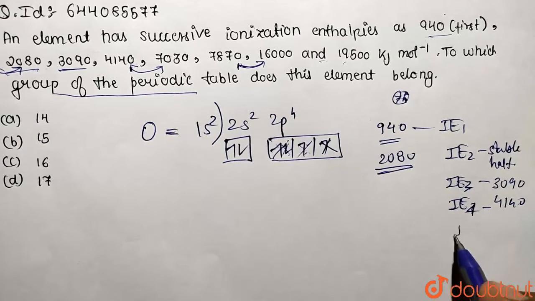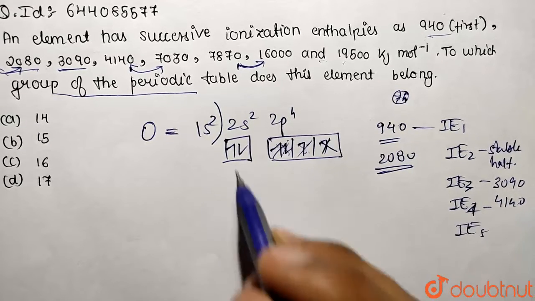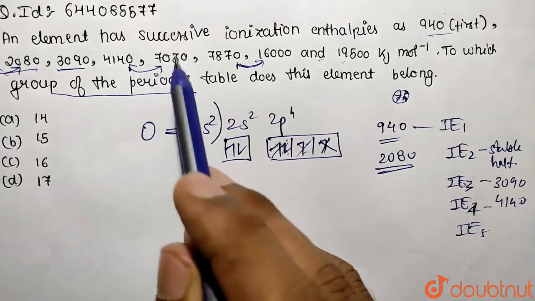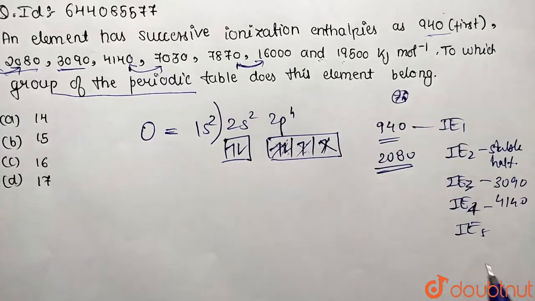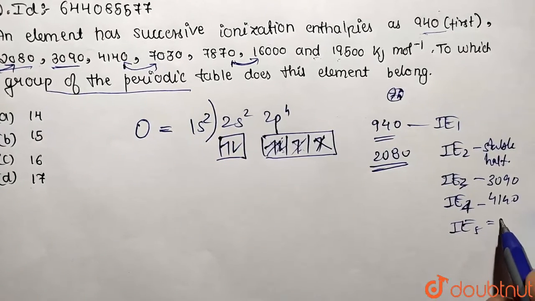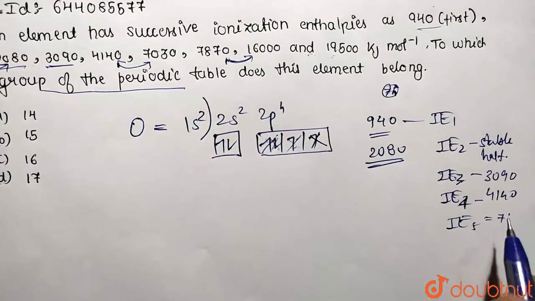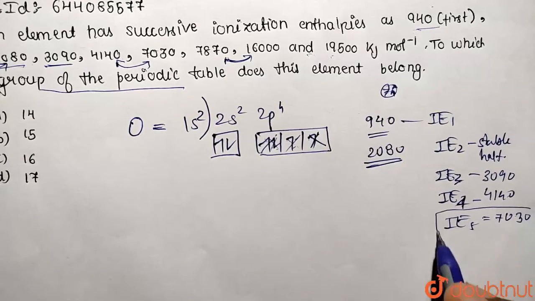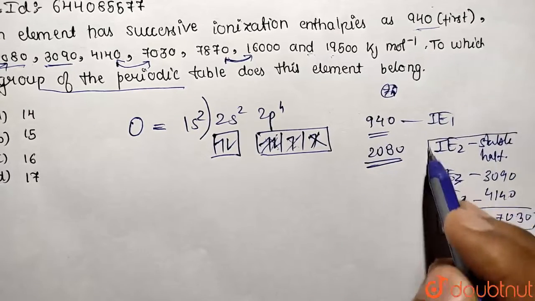Now when we are going with the fifth ionization, what happened? The fulfilled configuration of S is being disturbed, that's why this energy turns out to be very large, a difference of 3000. This is the disturbing of the inner S orbital of 2s, so this value turns out to be 7030, which is high. So over here we have a change, and this was the change.